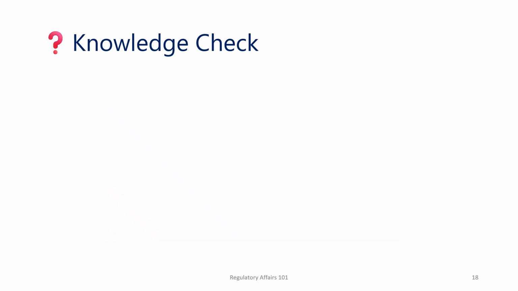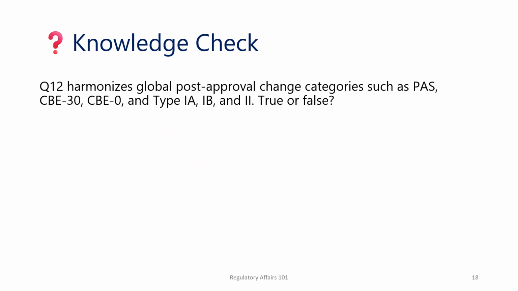All right, quick knowledge check to make sure the concepts are sticking. Q12 harmonizes global post-approval change categories such as PAS, CBE 30, CBE 0, and Type IA, 1B, and 2. True or false? Please leave your answer in the comments below.